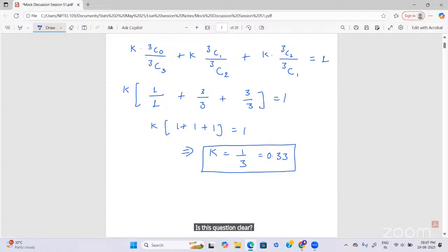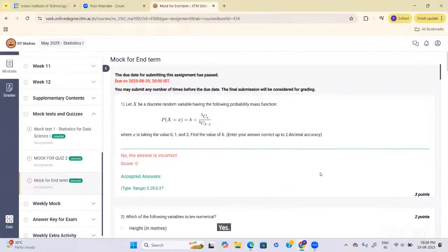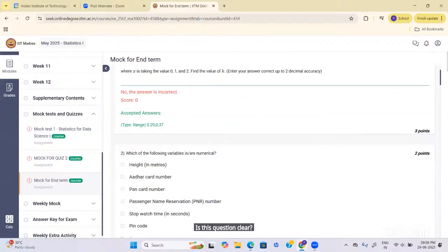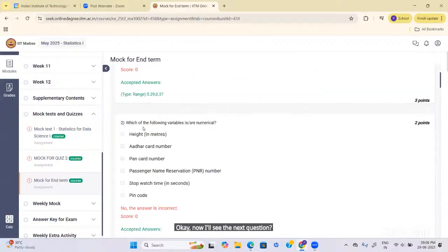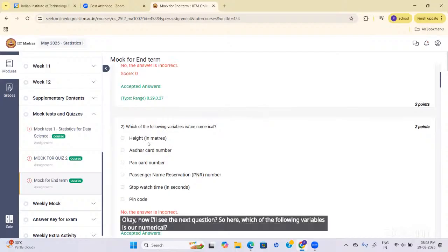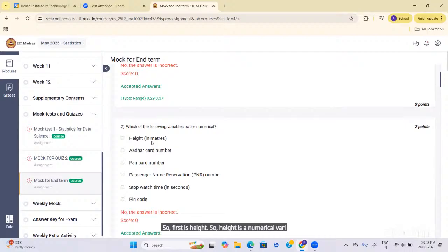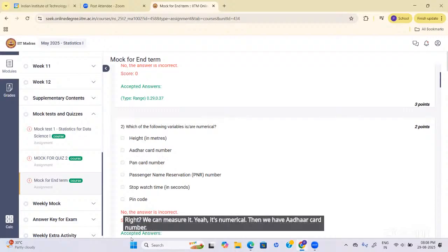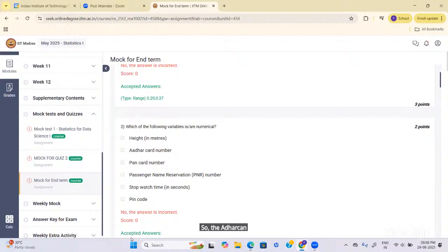Yes, ma'am. Okay, now see the next question. So here, which of the following variables is a numerical? So first is height. So height is a numerical variable or categorical? Numerical, ma'am. We can measure it. Yeah, it's numerical. Then we have Aadhaar card number. So Aadhaar card number is numerical or categorical? Categorical, ma'am. Yeah, so it will be categorical.